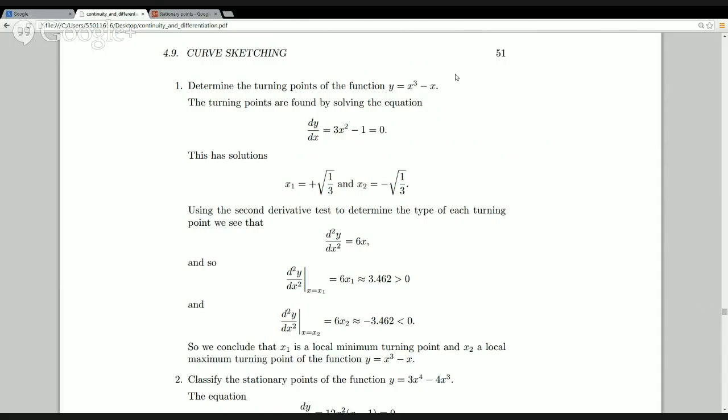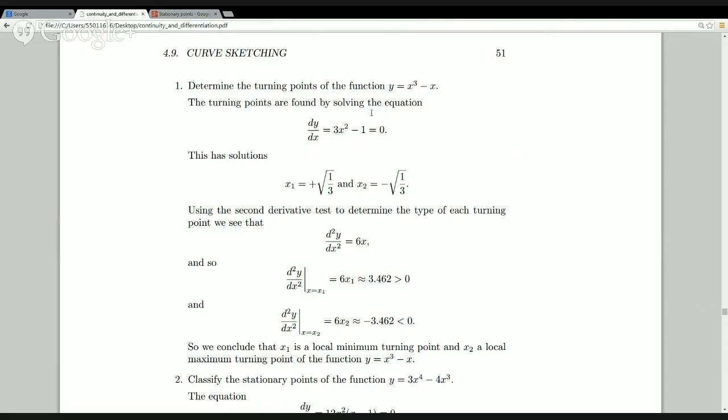So we find them by, first of all, obtaining the formula for the derivative of the function. So if the function is x cubed minus x, its derivative will be 3x squared minus 1. Okay, just using the rules for differentiating a polynomial.